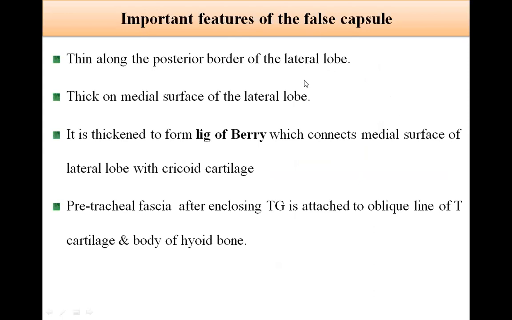Important features of the false capsule. It is thin along the posterior border of the lateral lobe of the thyroid gland. It is thick on the medial surface of the lateral lobe. It is thickened to form the ligament of Berry, which connects the medial surface of the thyroid gland with the cricoid cartilage. The pretracheal fascia, after enclosing the thyroid gland, is attached to the oblique line of the thyroid cartilage and the body of the hyoid bone.